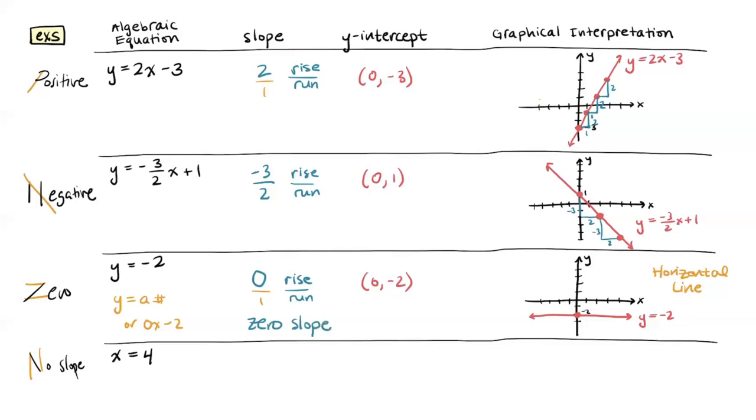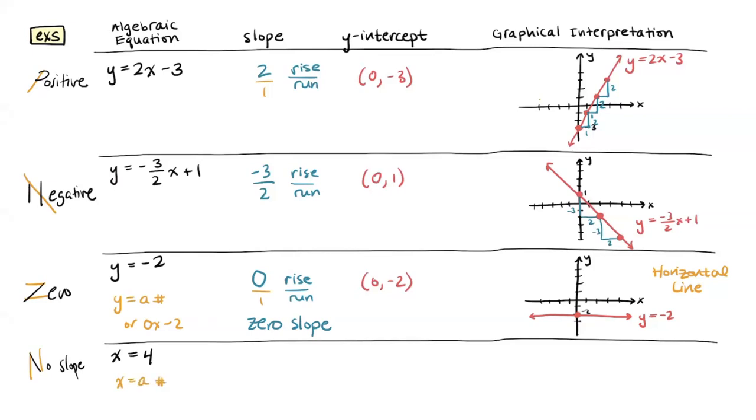Slope is equal to 0. Again, that's different from no slope, which is what we have as our fourth possibility for slope. Slope doesn't exist, or slope is undefined. This happens when you have something that is written in x equals something. Okay, so x equals a number.